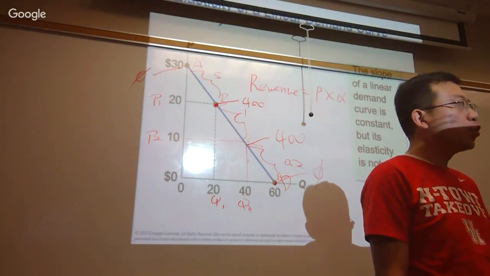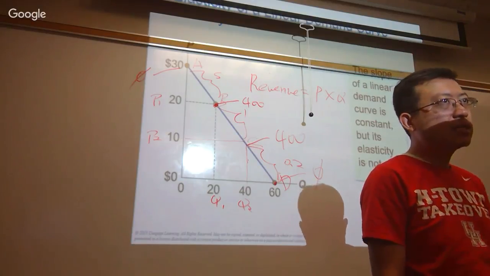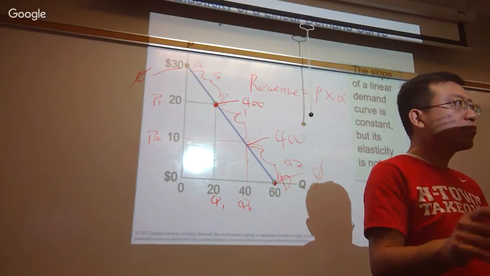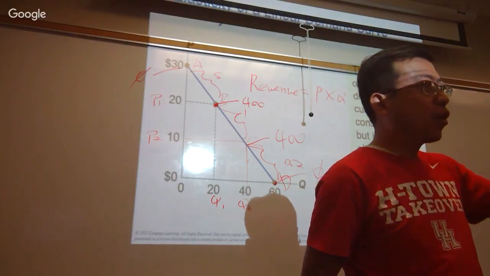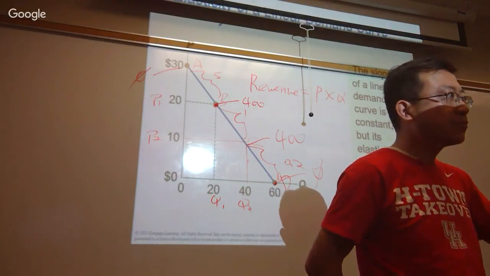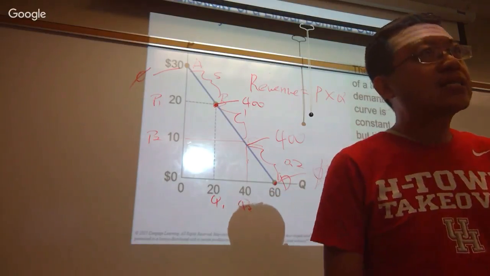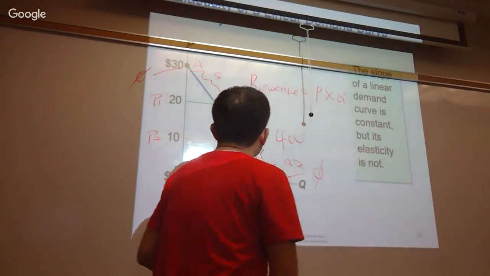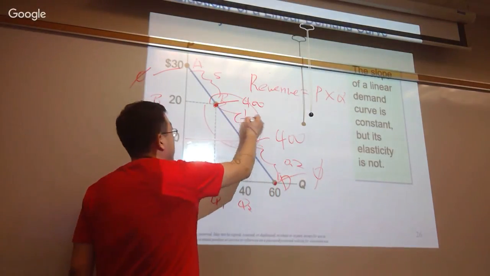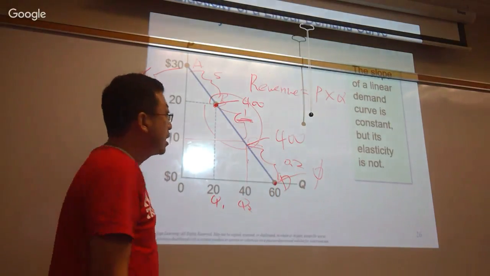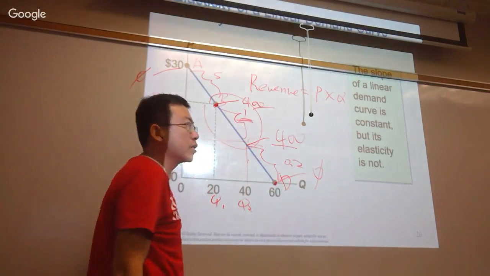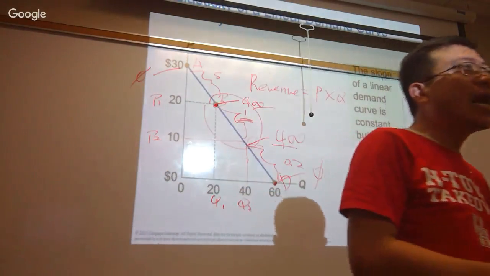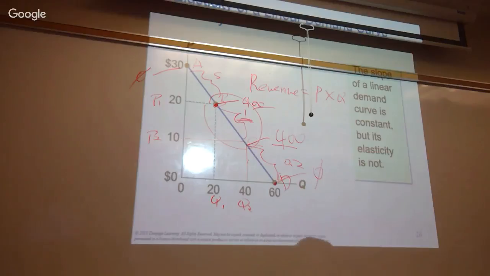Now, any idea what we should do when demand is unit elastic? Don't do anything. At unit elastic, your total revenue is maximized. So you see how over here, between B and C, our elasticity equals 1, that's unit elastic. That means between these two points, your total revenue is maximized. You cannot go any higher.